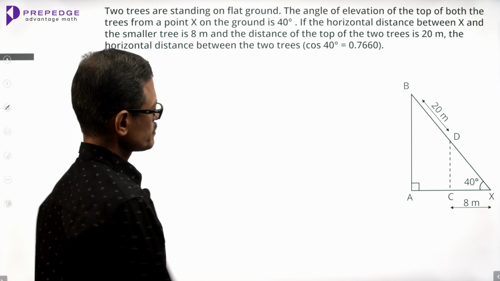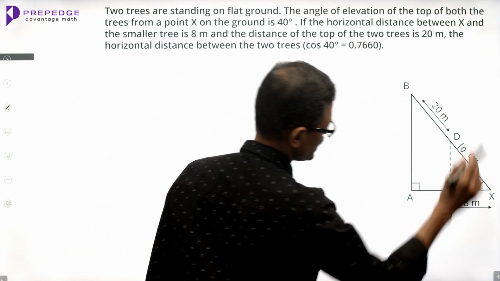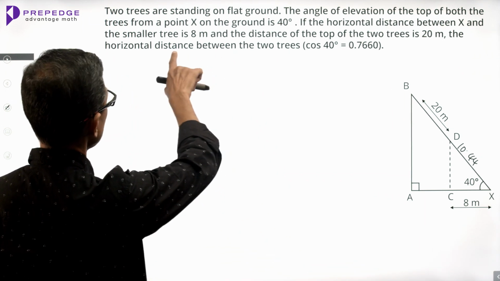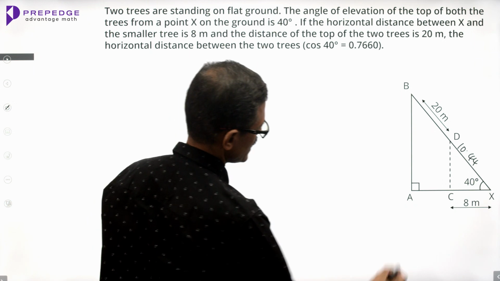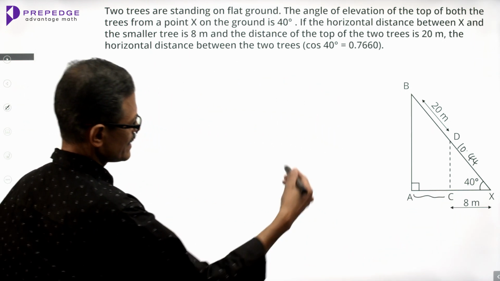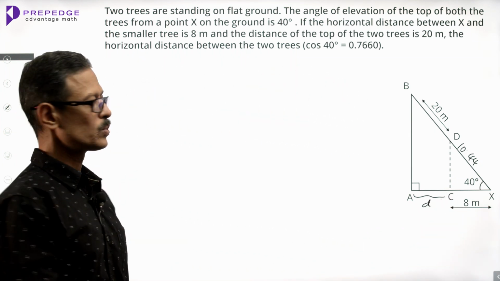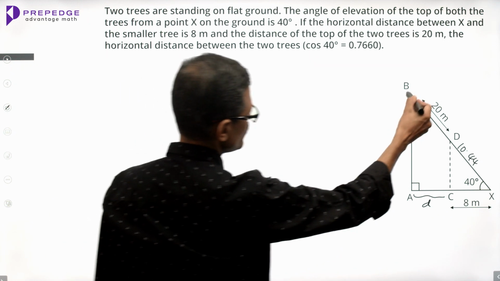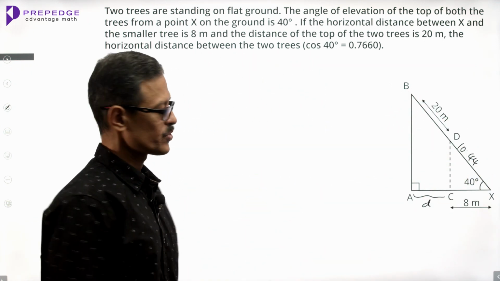Move on to part 2. Part 2 will fill this one. We know XD is equal to 10.44 meters. They have asked for the horizontal distance between the two trees, that is, AC. For that we will assign a variable, small d, the distance between the two trees, right? What do we know now? We know BX in full, which is 30.44, the hypotenuse.